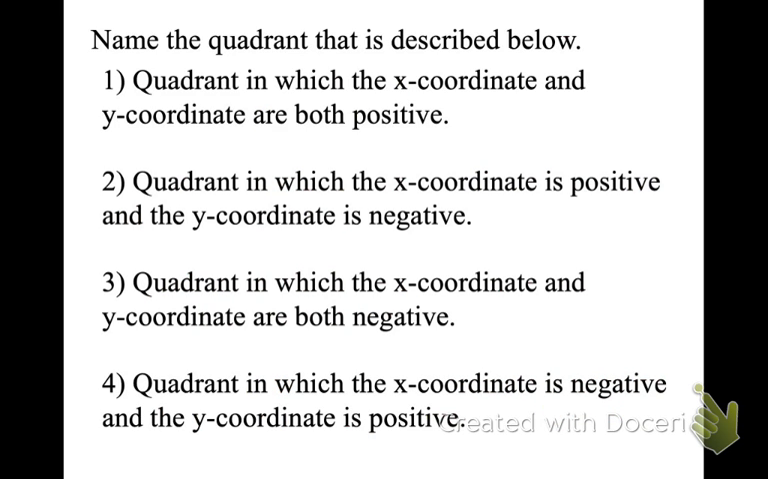All right, name the quadrant that is described below. The quadrant in which the x-coordinate and y-coordinate are both positive. So go in the positive direction. Right? Make your little graph. Go positive, positive, and here I am. I'm in quadrant... So if it's positive, positive, then that would have to be quadrant 1.